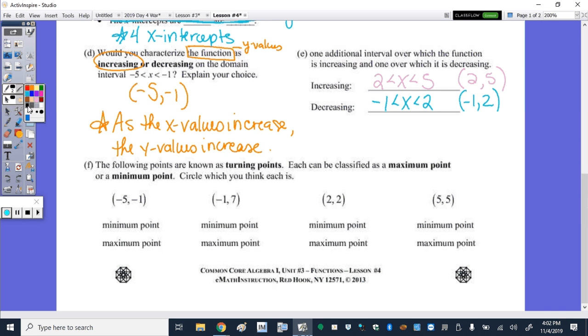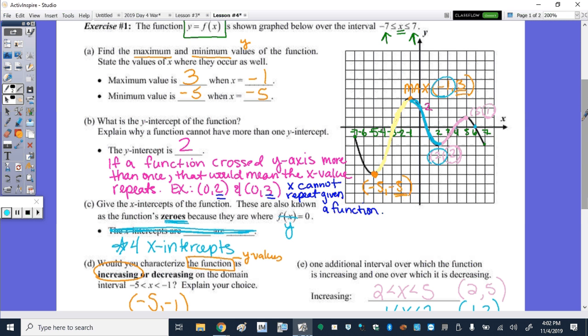So let's change this one to negative 5, negative 5. This one to negative 1, 3. And we'll see in a second. This one's just 2, negative 2, so just insert the negative symbol. And then this one is 5, 1. Those are all of the points where the curve changes directions. So let's go back up to the curve, okay?